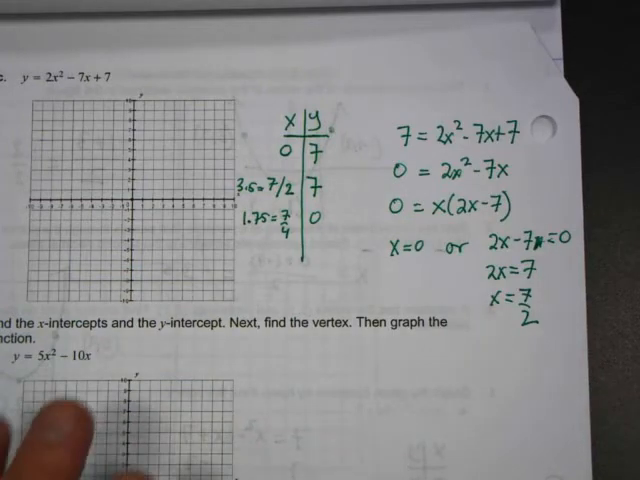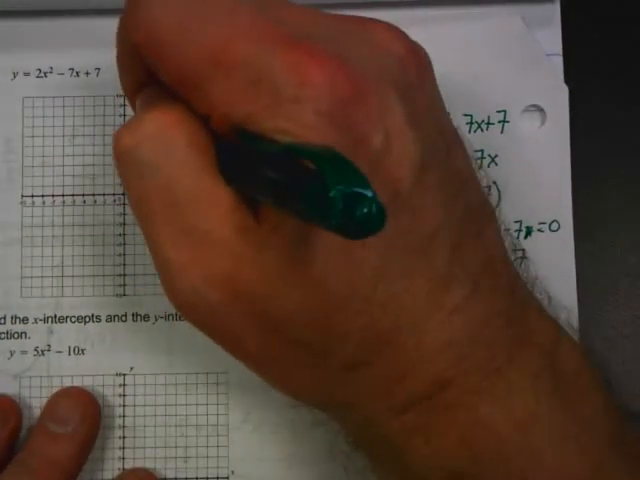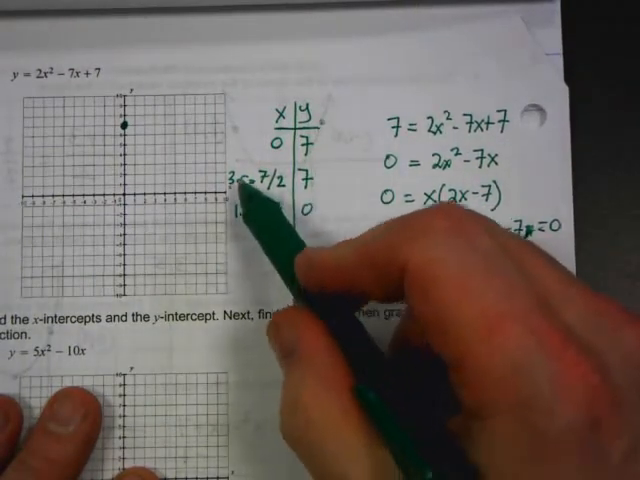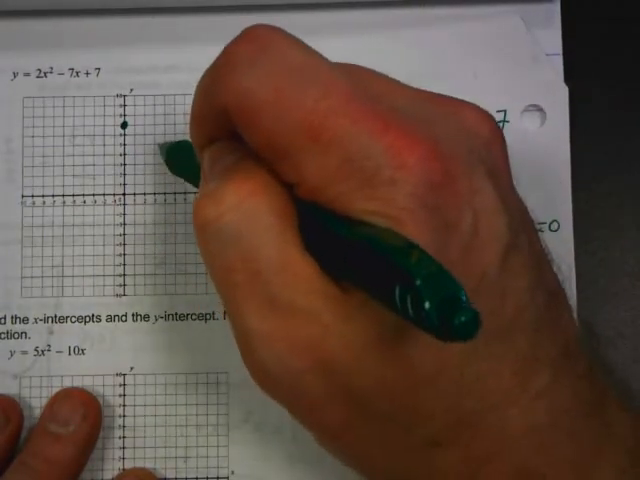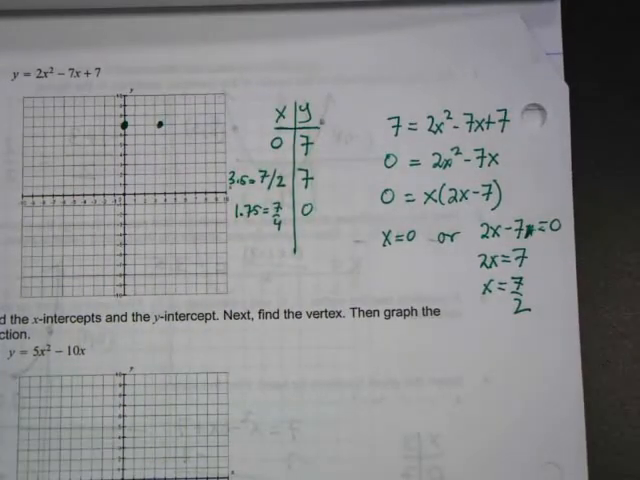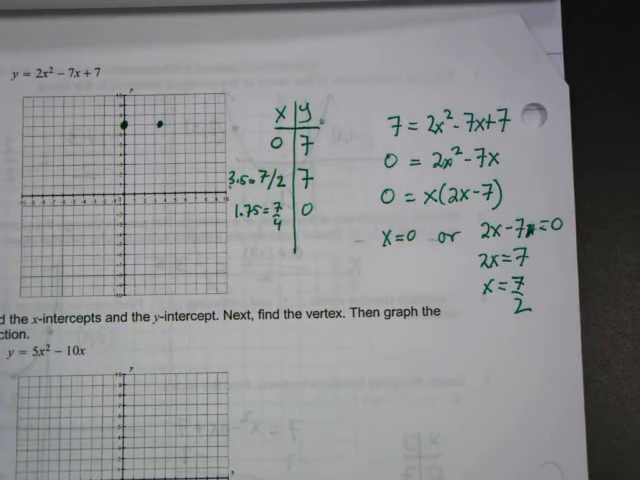Okay, so to draw my graph, I have 0, 7, that's right there. Then I have 3.5, 7. That's right there. And then halfway, oh God, I did a really bad thing. Somebody tell me the really, really bad thing I did? You label it? You put a 0. I put a 0 there.